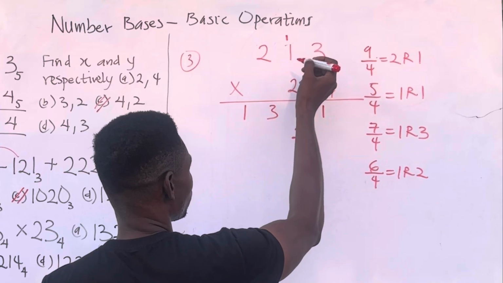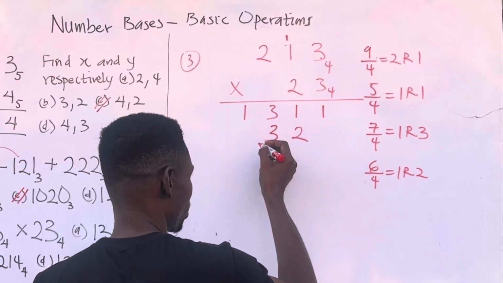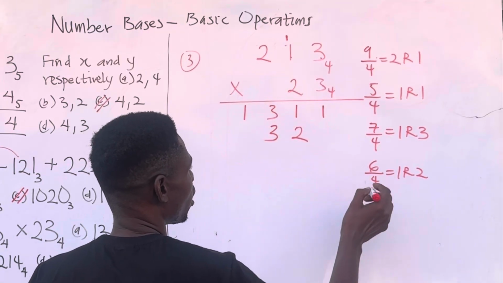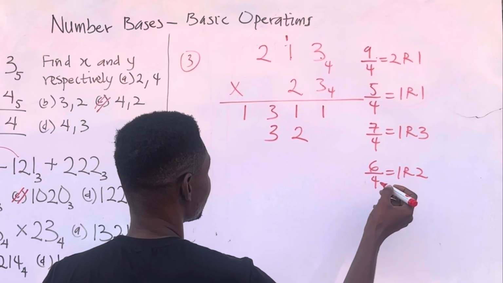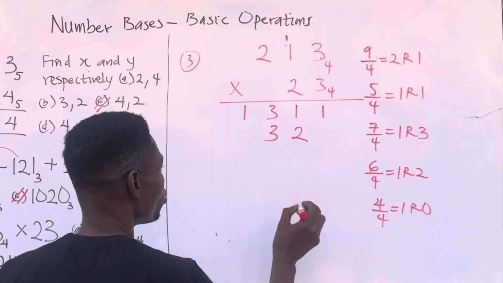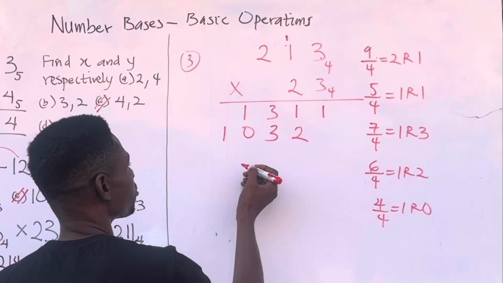2 multiplied by 1 is 2 plus this one, that's 3. We can conveniently write 3. 2 multiplied by 2 is 4. And we can't write 4 there because it's base 4. So 4 divided by 4, that's 1 remainder 0. So I write down 0 and carry 1. That one we are carrying, we'll bring it this way.